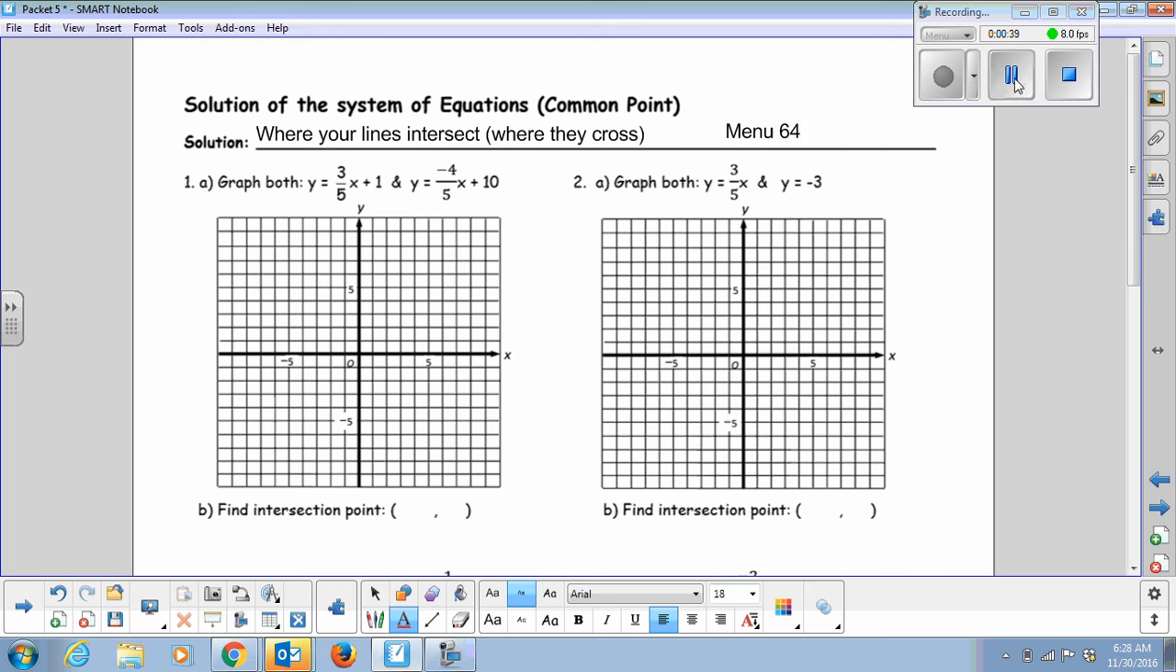So to start, I'm going to go over number 2. If I'm looking at the first equation, it's just 3 over 5x. There is no number added, so it has a y-intercept of 0. So that would be right here. And then my pattern is up 3 over 5, so up 3 over 5, up 3 over 5, and then the same going backwards.